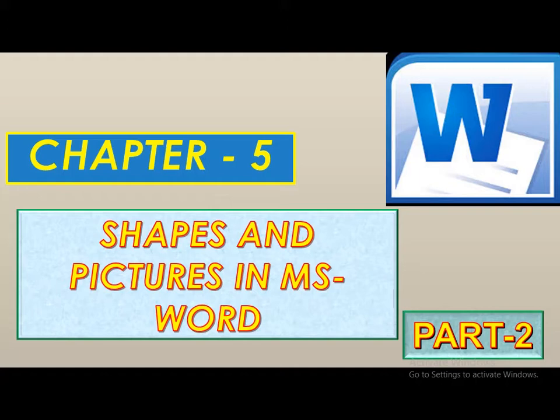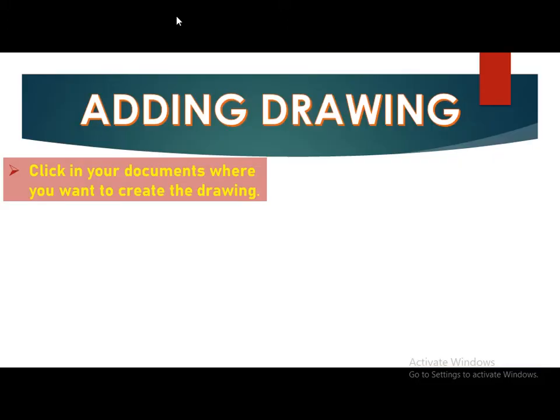Today we are going to start with chapter 5, Shapes and Pictures in MS Word part 2. In this video we are going to study about adding drawings, change a shape, group selected shapes, adjust the size of the shape, add flowchart with connectors, etc. So let's begin. Adding drawing.